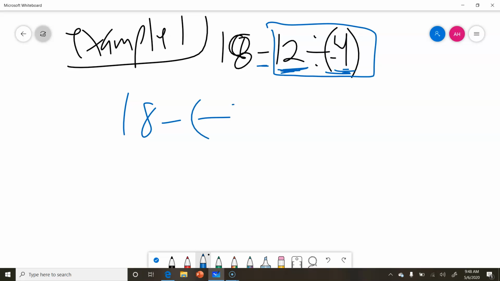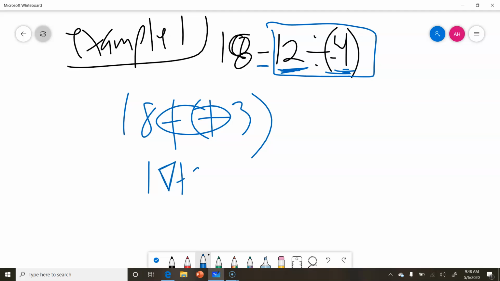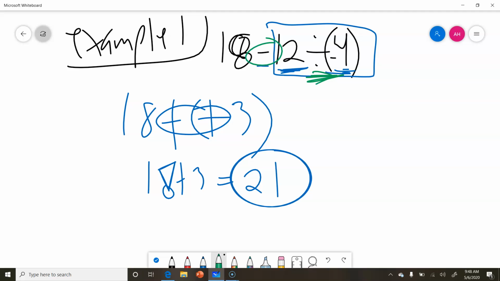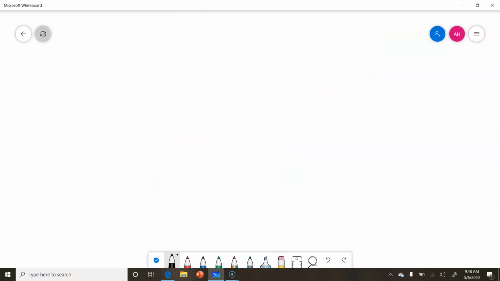12 divided by 4 is 3. Now I come here and I say, okay, I have this sign. Minus a negative becomes plus. So I get 18 plus 3 equals 21. There's my answer to example 1: 21. I had to do the division first, not the subtraction, because of order of operations, okay? Now, let's keep going here.